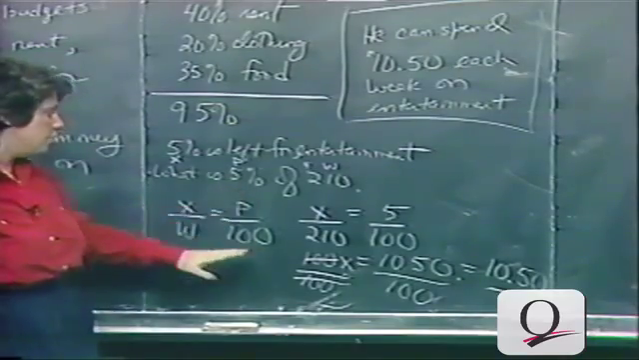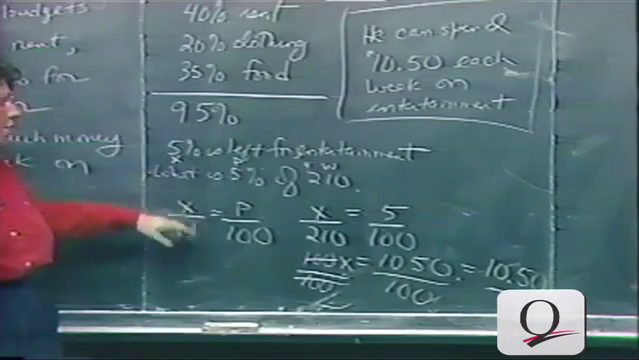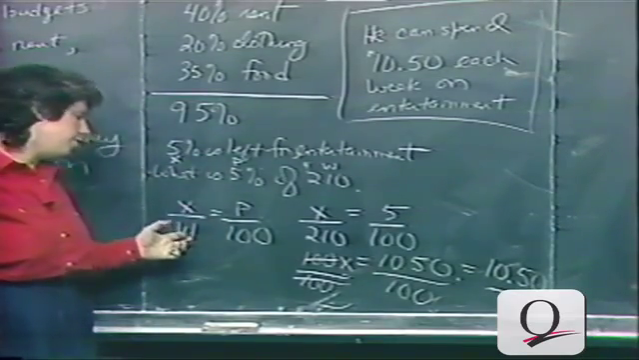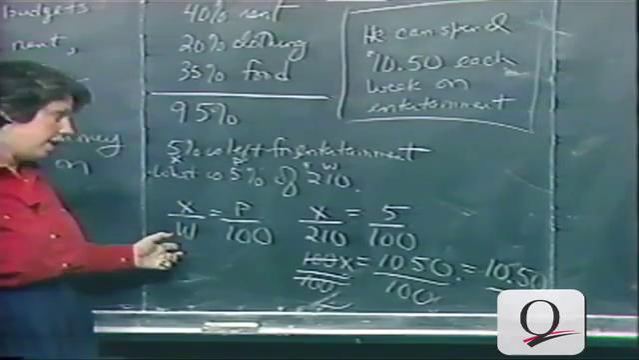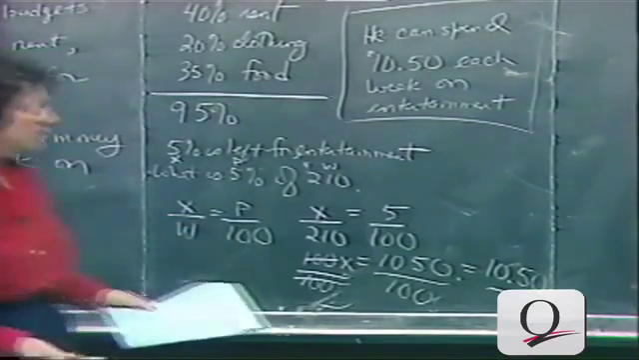X is to W as P is to 100. And P is the percent, which is the 5. The whole is 210, and we're looking for the part of the whole that he can spend on the entertainment. And it turned out to be $10.50.